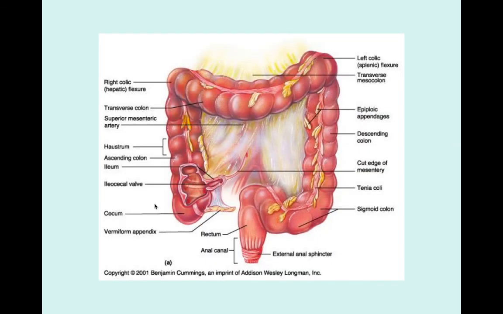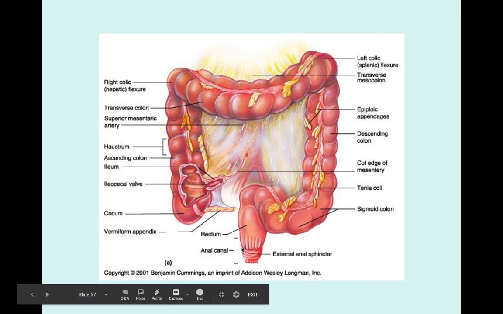And then here is your large intestine. Here's your cecum. Here's the anus. The appendix, the vermiform appendix. Here is your ascending colon, transverse colon, descending colon, sigmoid colon. Here is your rectum, and this is your anus or anal canal. And that is it for the digestive system.